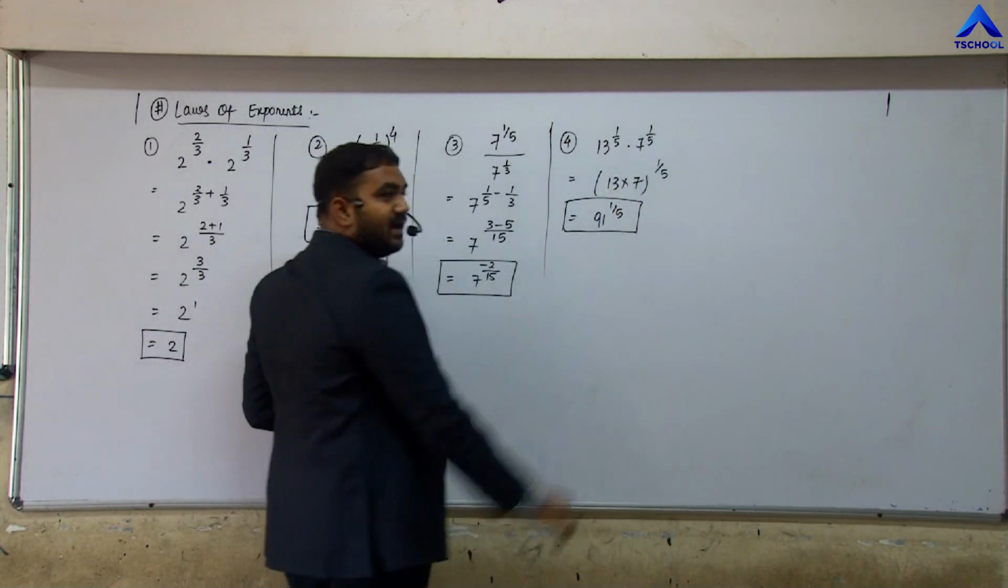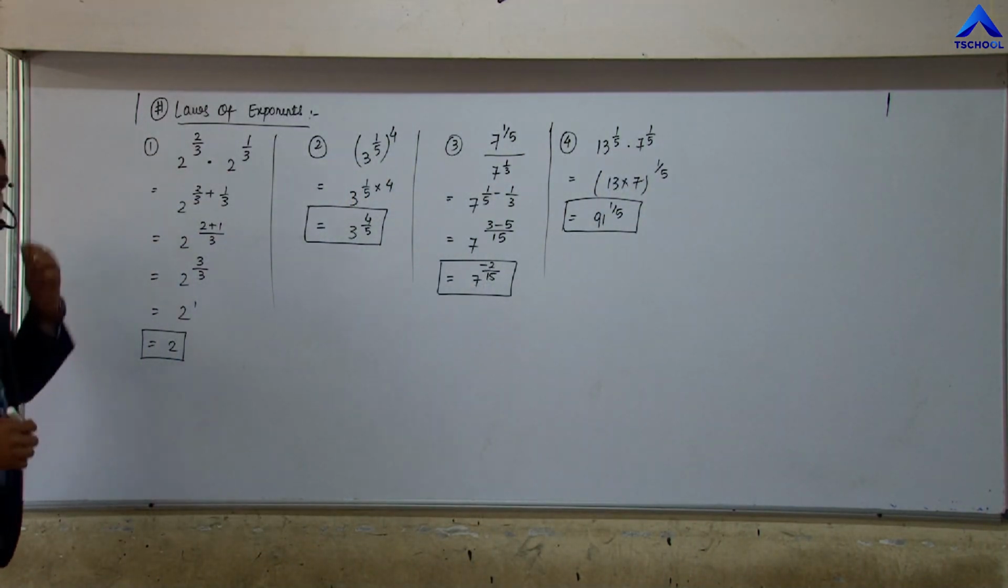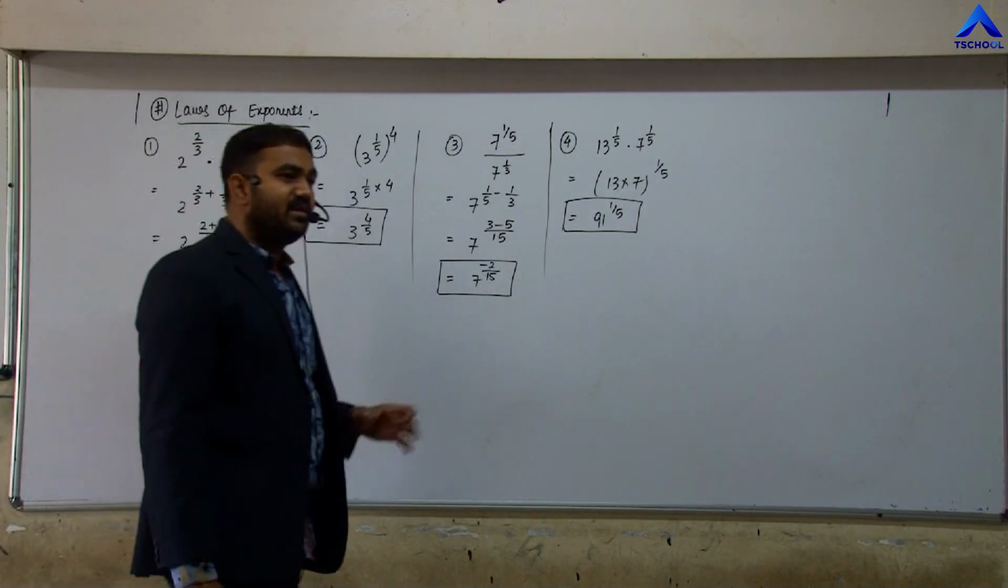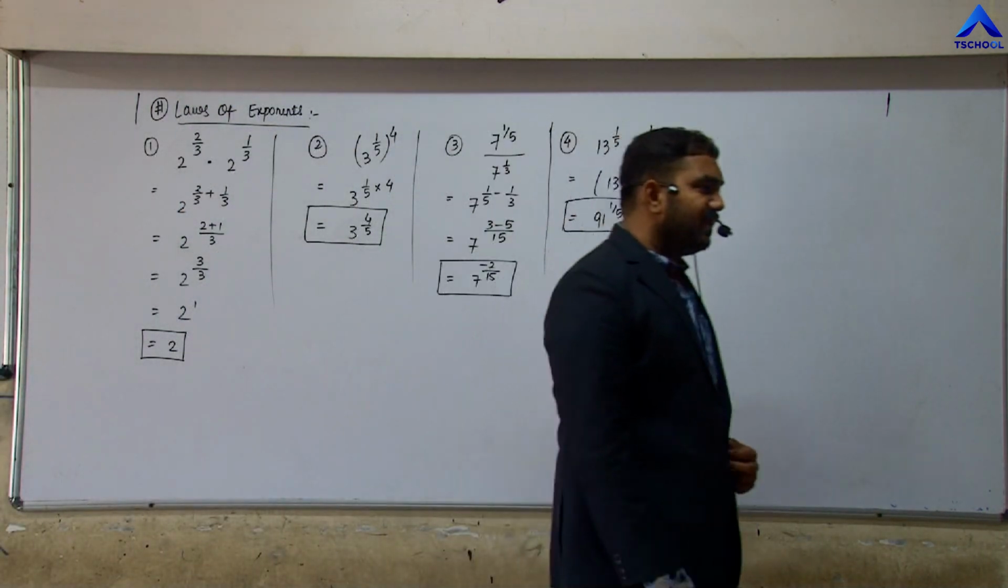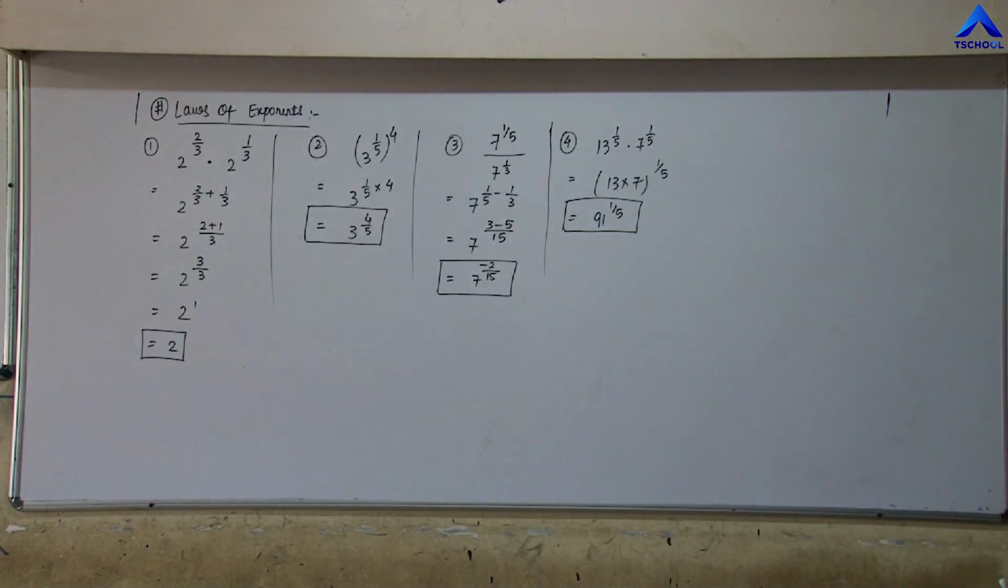And finally we have a question where 13 raised to 1 by 5 multiplied by 7 raised to 1 by 5, that gives me the bases as different but the same powers, that is 13 into 7 raised to 1 upon 5, that is 91 raised to 1 upon 5. Is it clear?